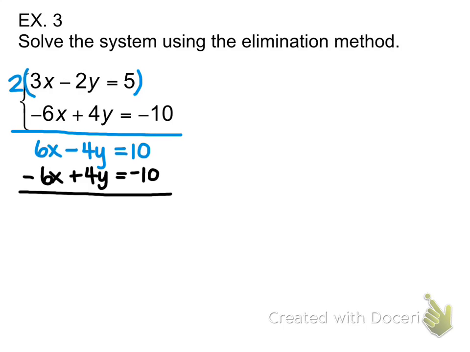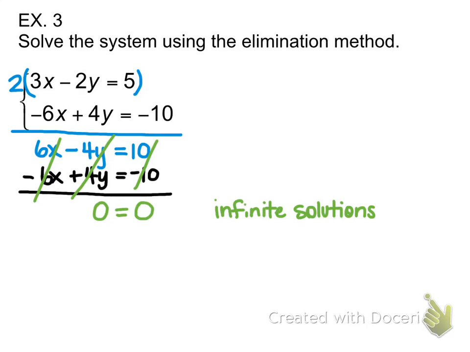And you notice this time that the x's cancel, the y's cancel, so that gives me 0 on the left. And then the 10's cancel, which gives me 0 on the right. So 0 equals 0 is a true statement, so that means that there are infinite solutions to this system of equations. If I graph these two lines, it would be the same line on top of itself, so it meets at every point.